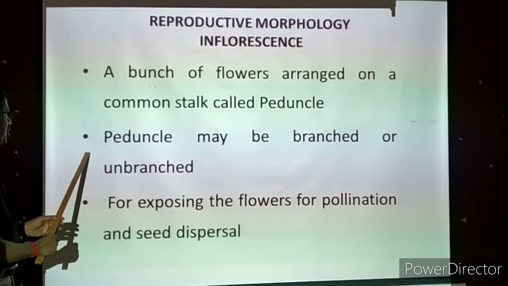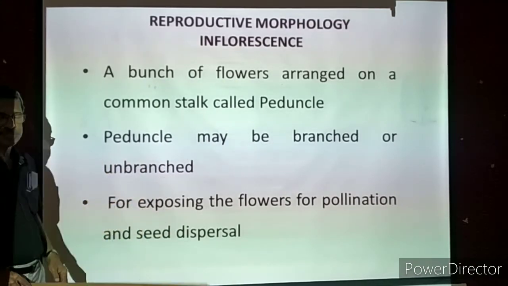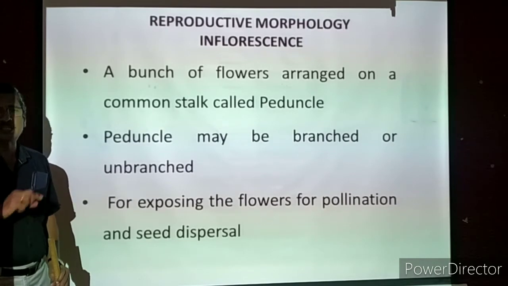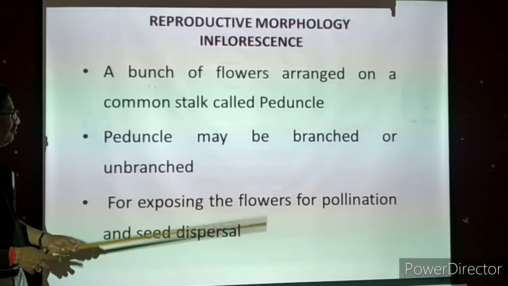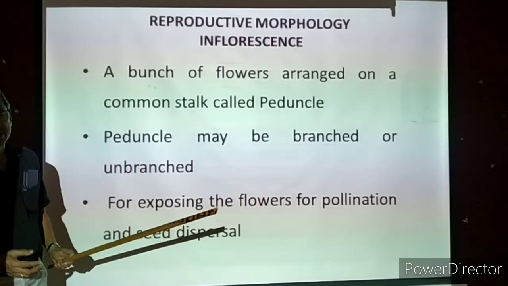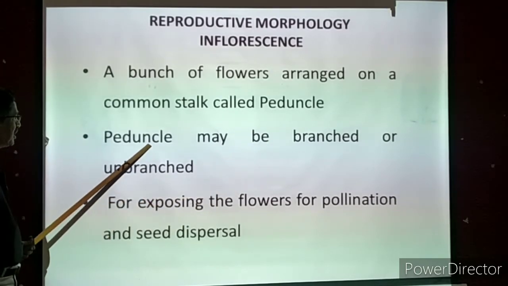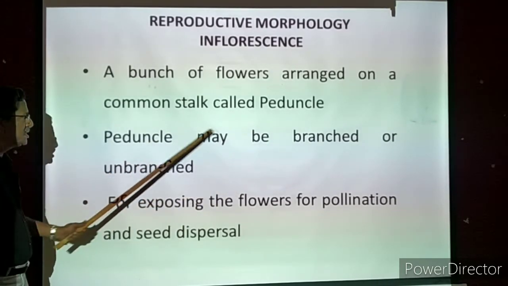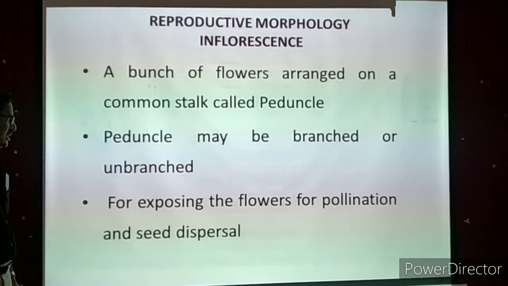Now the second point you have to say: the peduncle may be branched or unbranched. In some inflorescences the peduncle will be single, not at all branched. But in some inflorescences, the peduncle may be divided into a number of branches, maybe 3, 4, 5, 6, 7 branches. So the peduncle, the stalk of the inflorescence, may be branched or unbranched. That is the second point.